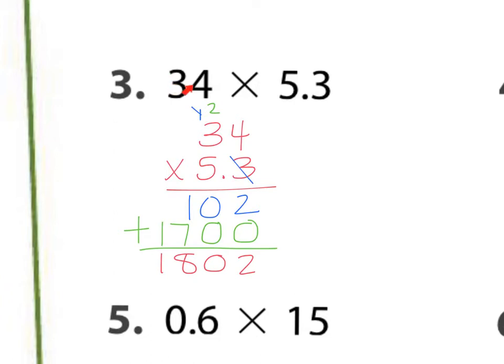34 is a whole number, so that does not have any decimal numbers. 5 and 3/10. Well, here's our decimal, and there's one number to the right of the decimal. So since there is one decimal place in our factors, we're going to move one decimal place down here, and our decimal is going to be placed between the 0 and the 2. And so our answer is 180 and 2/10, which is around 150. So our estimate worked out well on that one.